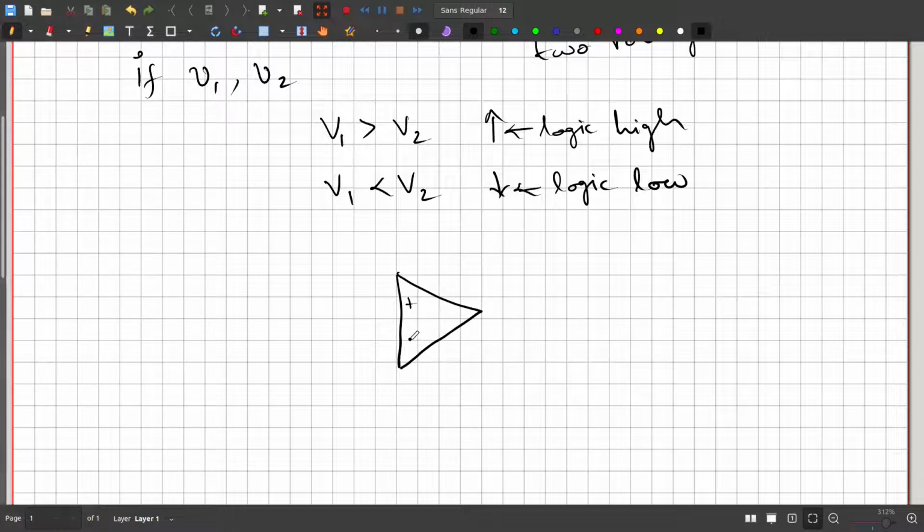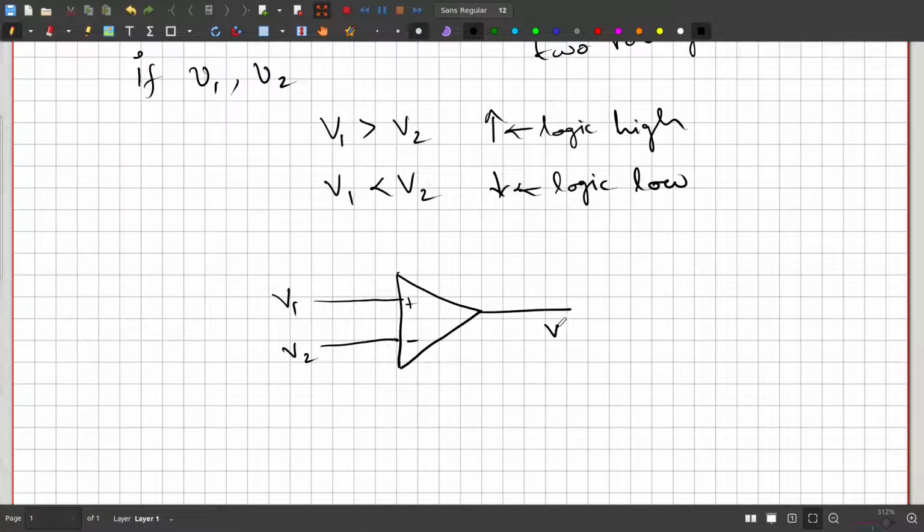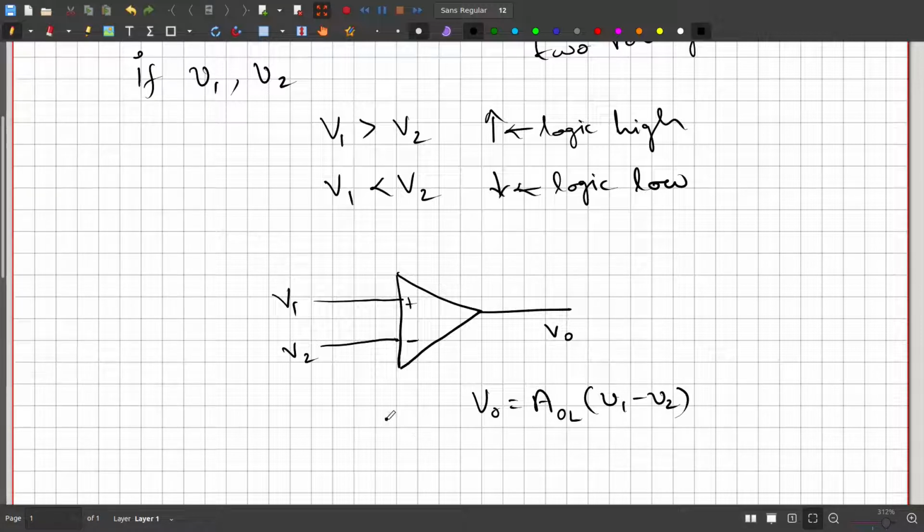If you remember, the open loop configuration is given by this circuit. Here we give the two voltages V1 and V2, and here we have the output. There is no feedback. This configuration is called open loop configuration. In open loop configuration, we know that the output voltage is the open loop gain times the difference between the input voltages, V1 minus V2. Because this is negative, our V2 should be negative here in the output.